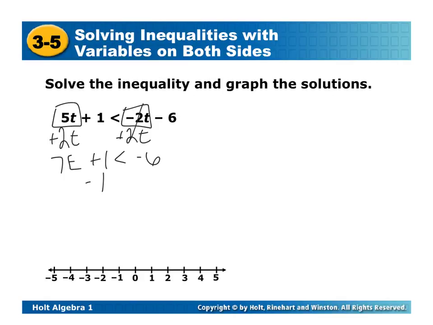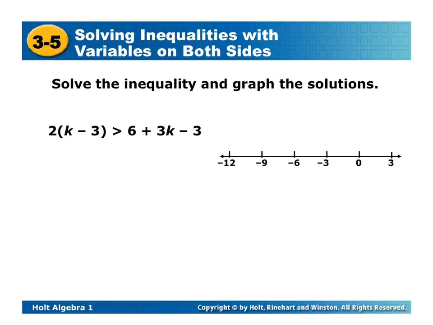I'm going to go ahead and subtract 1 from both sides. So now 7t is less than negative 7. Divide both sides by 7. So t is going to be less than negative 1. I don't flip the sign because I divided by a positive. So we open circle at negative 1. And our arrow is going to go to the left.